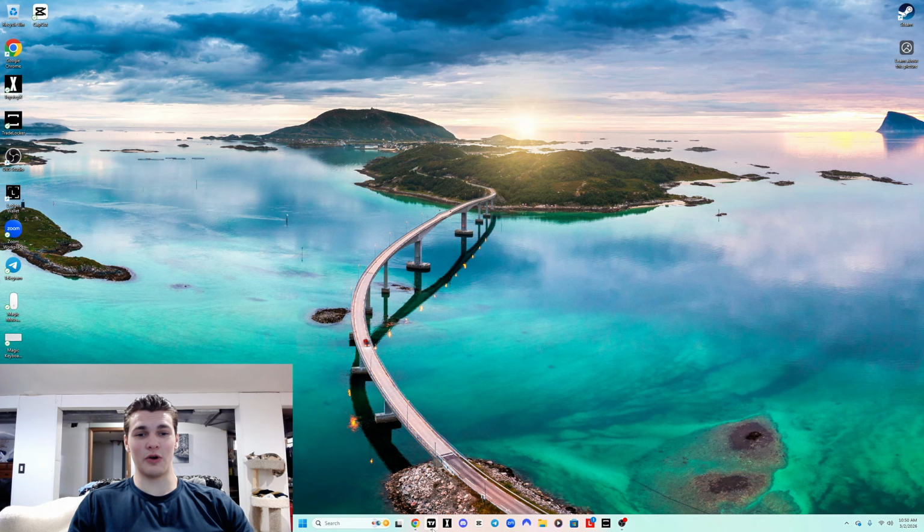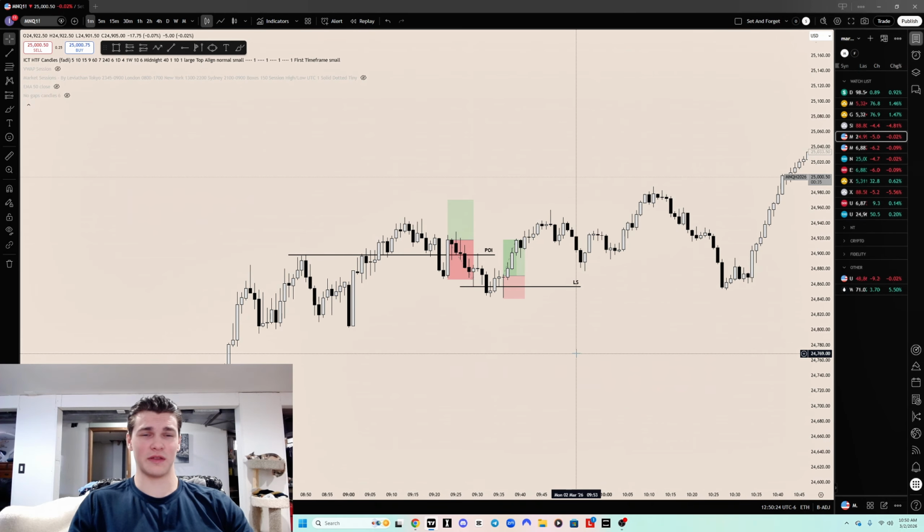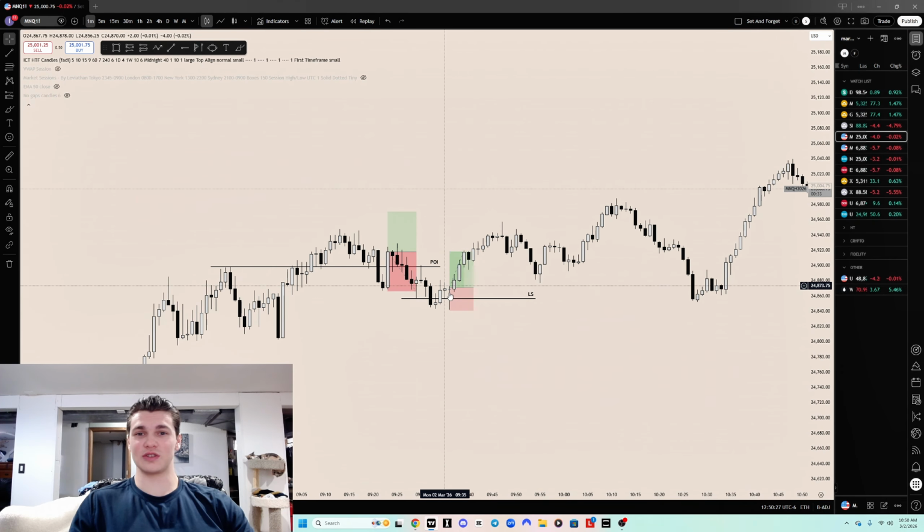Let me get this all set up right here. All right. No cuts, no nothing. I'm not cutting everything. This is the two trades I took this morning.